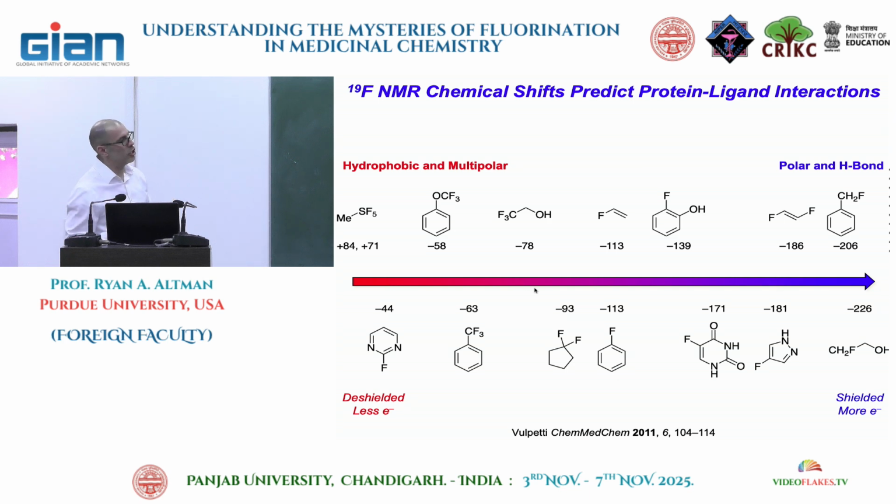So, in general, there's a nice series of papers from Anna Vulpetti, who used to be at Novartis, maybe still is, I don't know. And they established a trend based off of NMR shifts. So if you have more deshielded shifts, you tend to have more of the hydrophobic or multipolar interactions. If you have more shielded fluorine atoms, as estimated by NMR, you tend to have more of the polar interactions, the ones that look like H bonds, hydrogen bonds. So it's a trend.